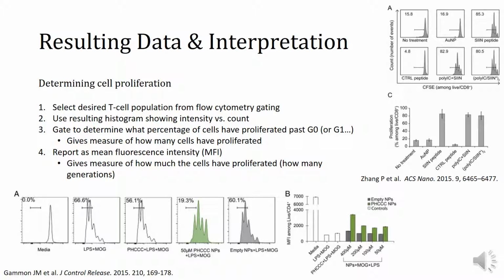Alternatively, you can report your data as mean fluorescence intensity. So again, if you're looking at Josh's on the bottom, you see MFI among live CD4 positive cells. MFI is just a measure of how much the cells have proliferated. You just take the mean average intensity from your histogram for the whole plot, and as you have more rounds of proliferation, your mean fluorescence intensity should decrease.